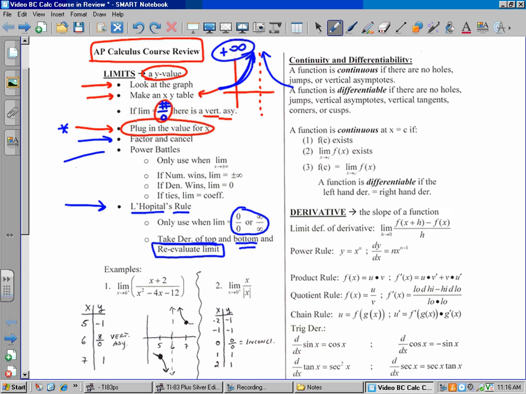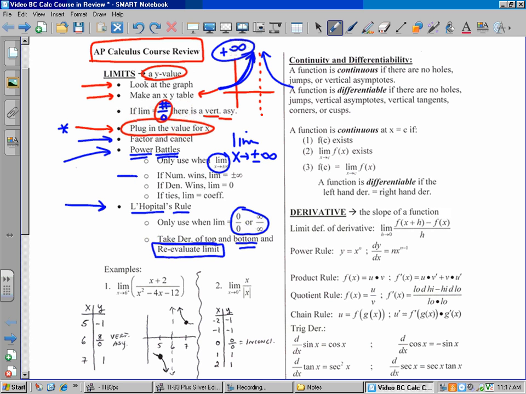And another way to evaluate limits is power battles. You're only going to use this when you're evaluating a limit when x approaches infinity or negative infinity, or both. So that's the only time you're going to use power battles, right? When you're looking at the end behavior. What happens at x equals a million? What happens at x equals negative 1 trillion? Obviously, exponents are going to dominate at that point, so that's why we do power battles.